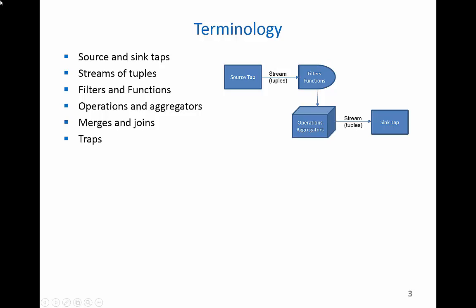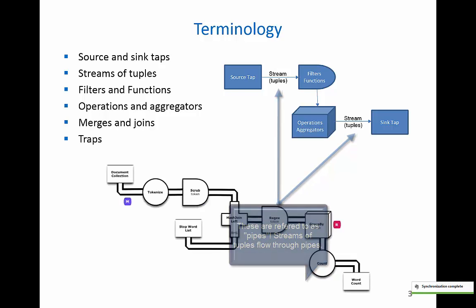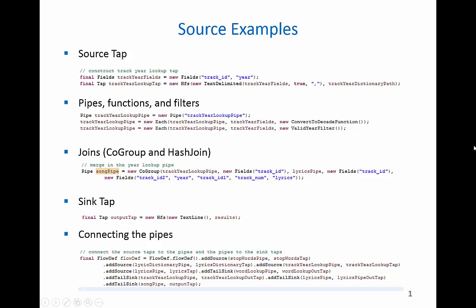All Cascading applications begin with a source and end with a sink tap. Data flows through streams as tuples through filters, functions, operations, and aggregators. Here's an example of the word count program. Here we have our source and our sink. Here's another source. There's a join. There's some operations. Let me show you some examples in source.